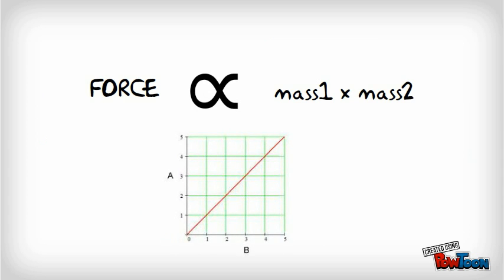Mathematically, we can therefore say that force is proportional to the product of the masses. That's the mass of the first object multiplied by the mass of the second object, and if we were to draw a graph of force on one axis against the product of the masses on the second axis, we get a straight line.